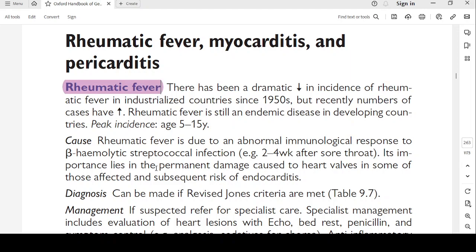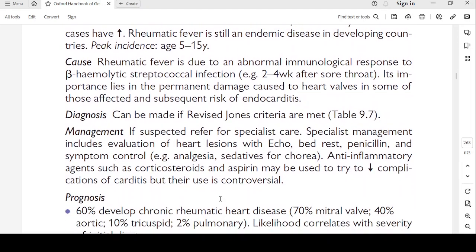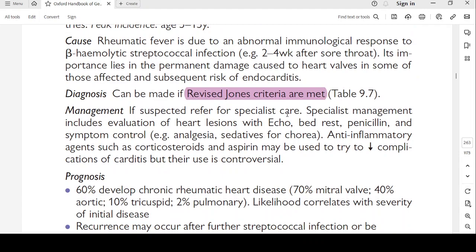Its importance lies in the permanent damage caused to the heart valves in some of those affected and the subsequent risk of endocarditis. Diagnosis can be made if revised Jones criteria are met. We will check that in table 9.7. Management: if suspected, refer for specialist care.